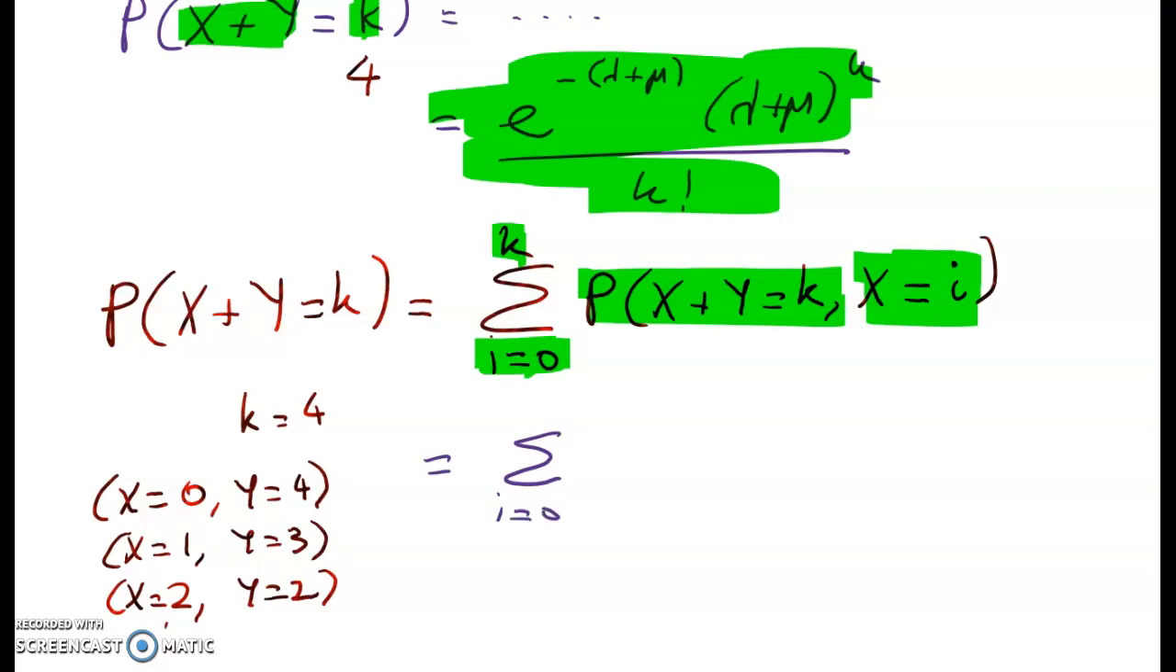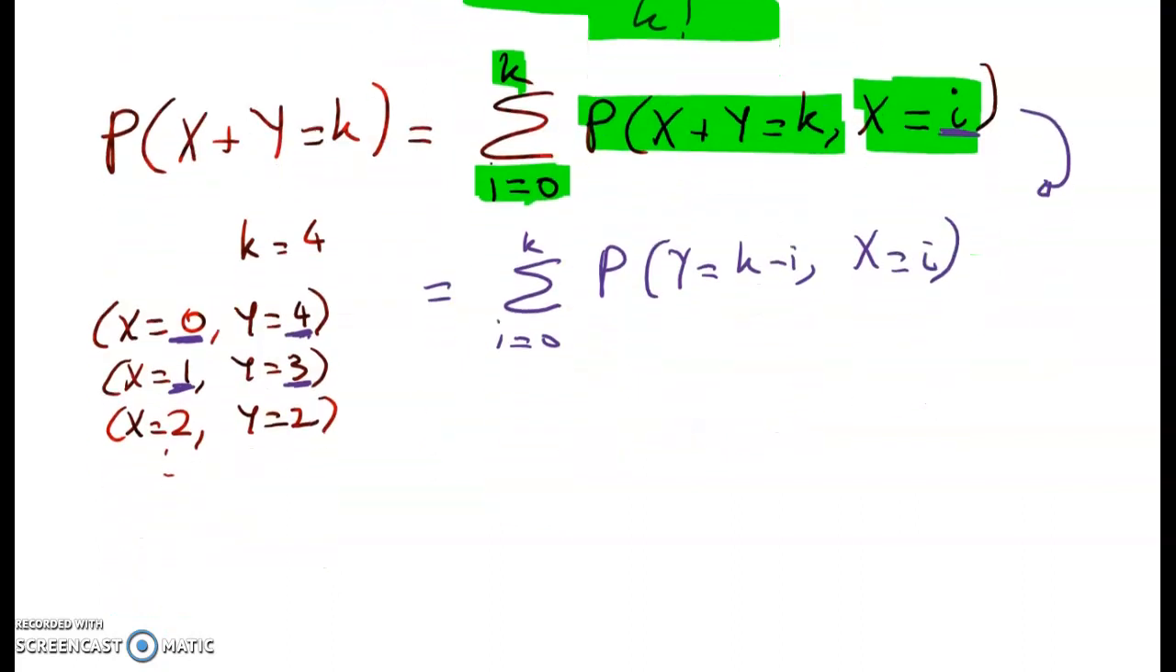We know that the two random variables are independent, but we're not going to use that fact quite yet. So if X is equal to i, then Y has to be the leftover. So here, if X is 0, Y has to be 4 take away 0. If X is 1, Y has to be 4 take away 1. So this is the same as saying Y has to equal k minus i, and X has to equal i.